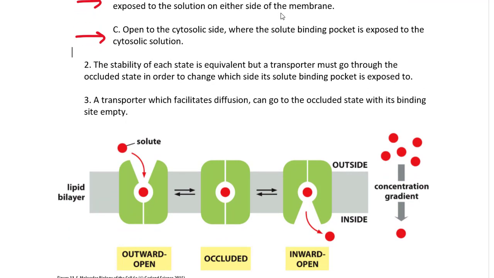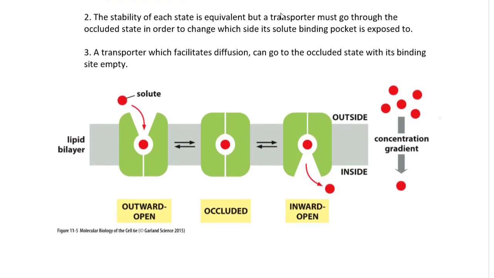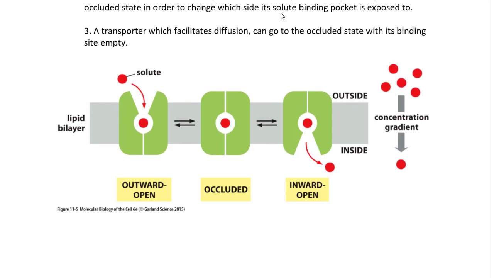The stability of each state is equivalent, but a transporter must go through the occluded state in order to change which side its solute binding pocket is exposed to. A transporter which facilitates diffusion can go to the occluded state with its binding site empty. So, a lot of things here. Let's look at this picture.